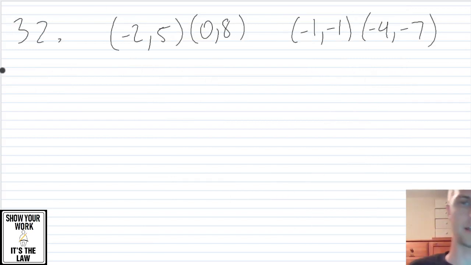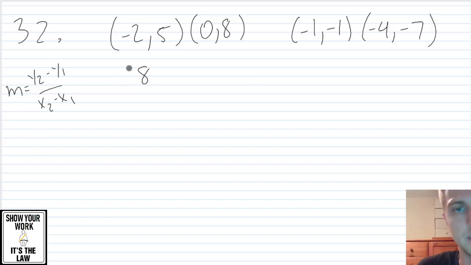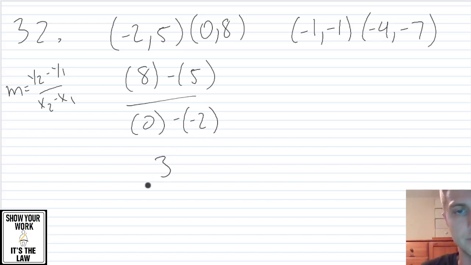All right, we have to determine if they're perpendicular. So we have to know the slopes. To know the slopes, we use our formula: y2 minus y1 over x2 minus x1. y2 is 8, y1 is 5, x2 is 0, x1 is negative 2. 8 minus 5 is 3. 0 minus negative 2 is the same as 0 plus 2, which is 2. So 3 over 2.